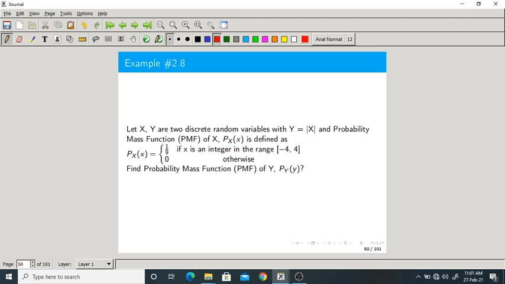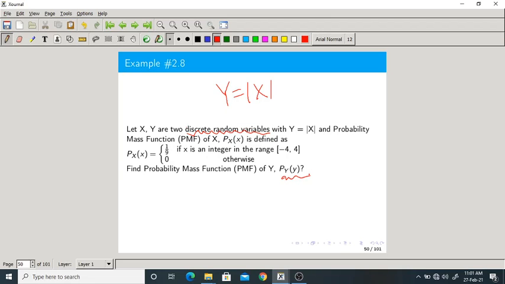Now here the question is something like this. Let X and Y be two discrete random variables with Y equal to mod X. Now X and Y are related: Y is equal to mod of X. This is a non-linear function. And the probability mass function of X is defined as something like this, 0 otherwise. Next we have to find the probability mass function of Y. So read the question properly. We proceed further.